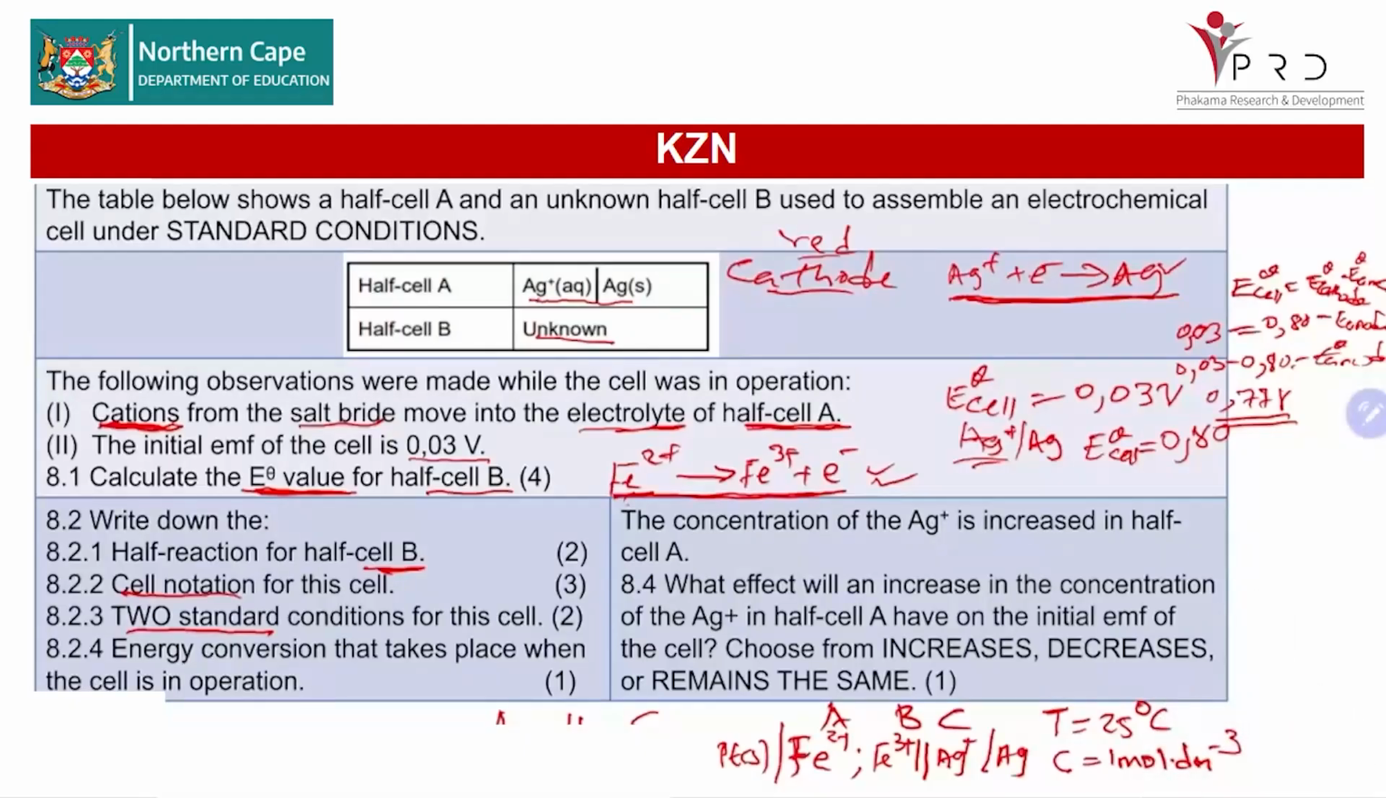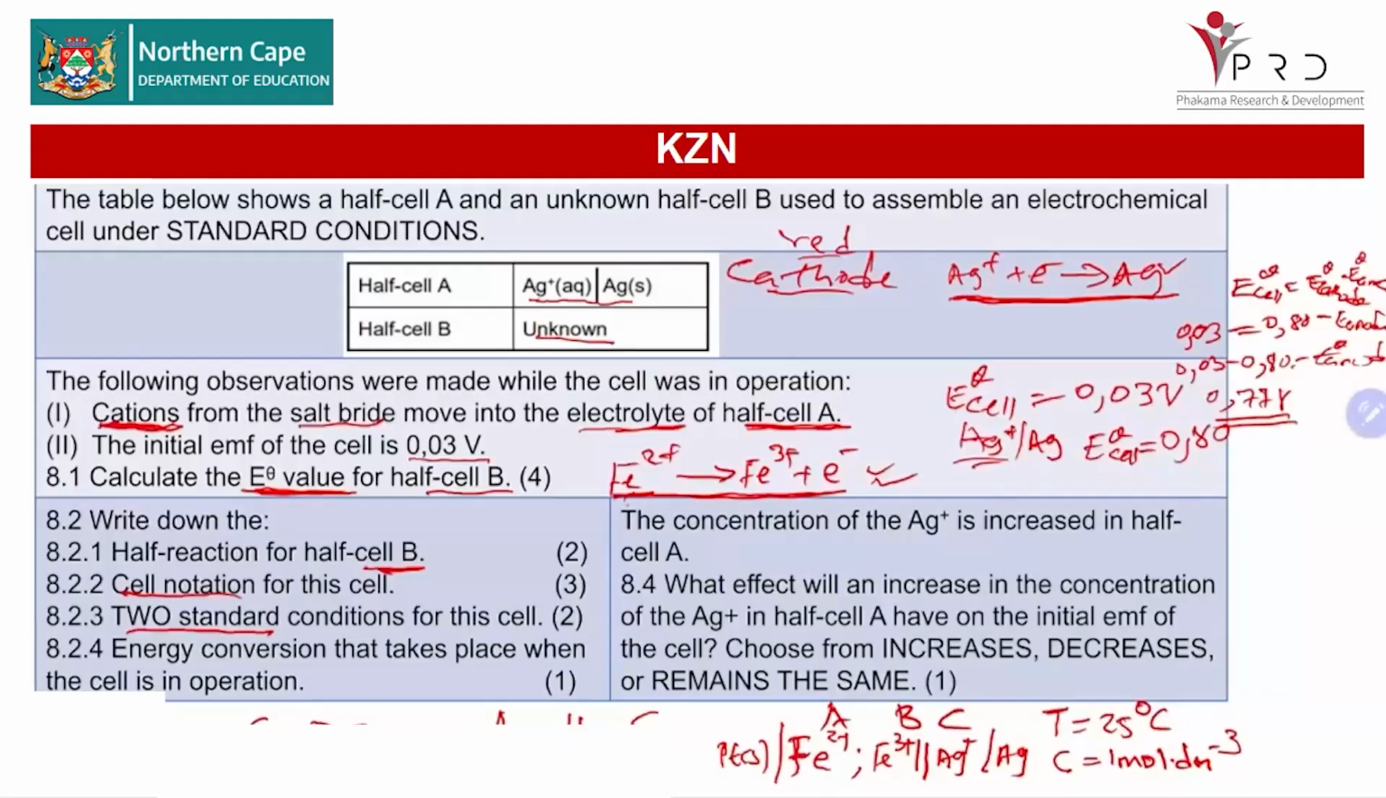Energy conversion for galvanic cell. Remember here, we're producing electricity. So we are saying from chemical energy to electrical energy. In full, please, you write energy conversion is from chemical energy to electrical energy. Then look at how many marks you are collecting.